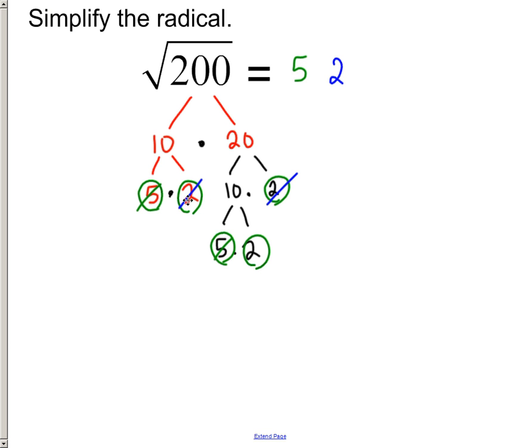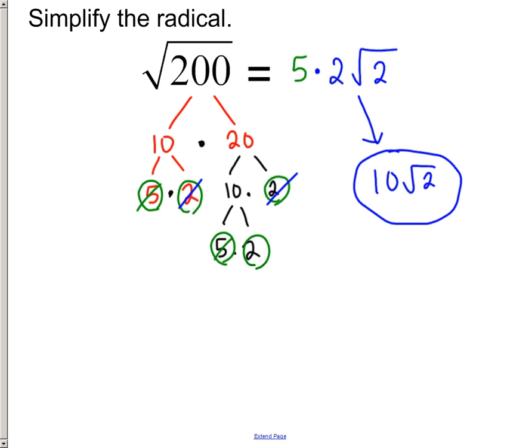Well, on the inside, they were multiplying each other. They're still going to multiply each other on the outside. Are there any numbers left over? Yes, this one right here. So we put our radical sign, and this one has no twin, so the 2 stays right there. And what's 5 times 2? 10 radical 2. And that's our answer. Radical 200 is simplified to 10 radical 2.